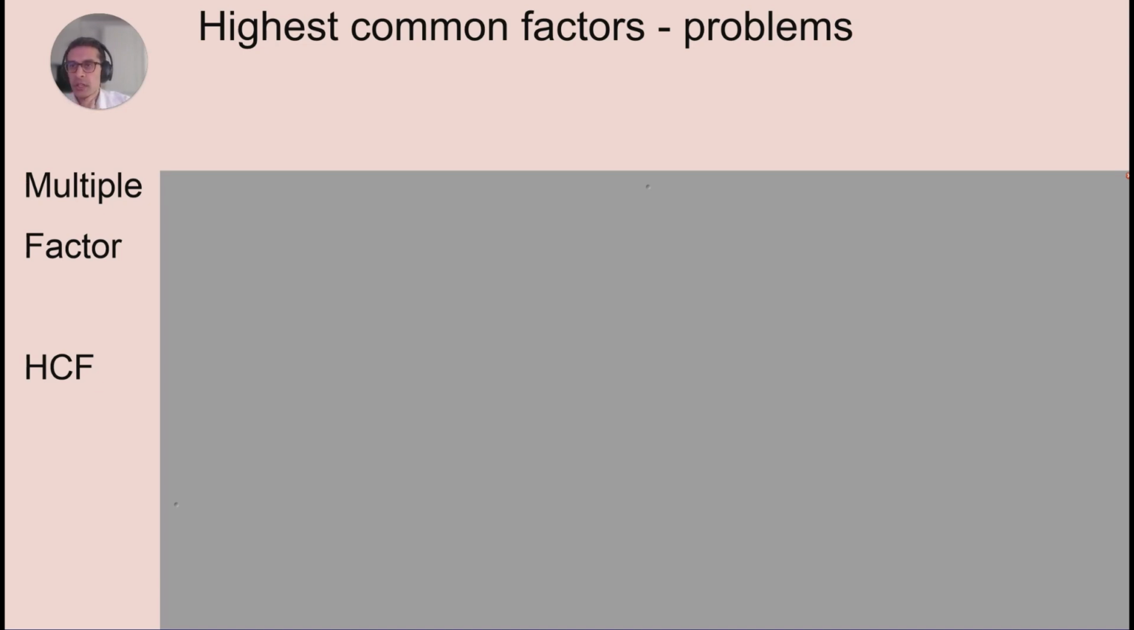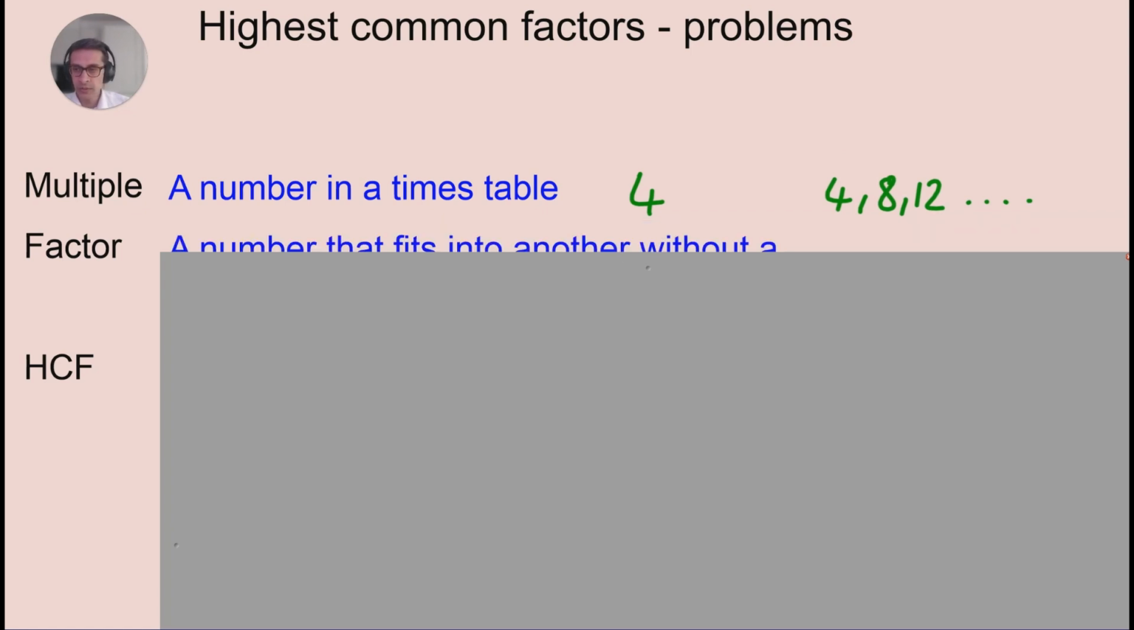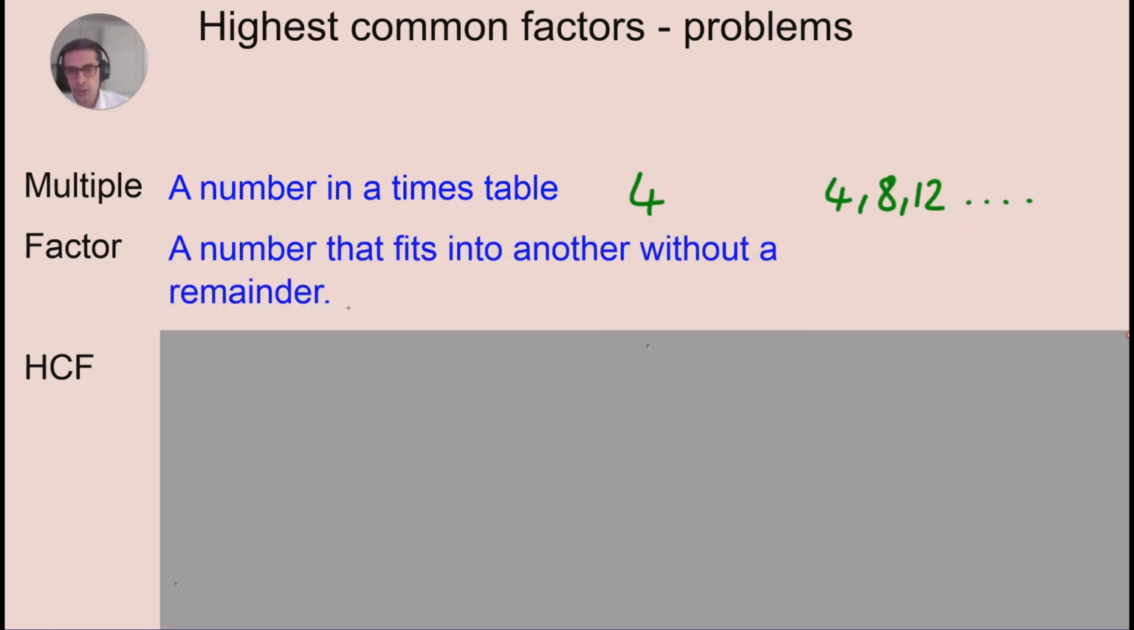So just before we start, we're going to get a few definitions in. We know a multiple is something that is in a number's times table. An example of this is multiples of 4 are 4, 8, 12, and so on. So 4 is included as a multiple of 4 because it's 4 times 1. A factor is a number that fits into another without a remainder. So for example, with the number 10, we can fit 1, 2, 5, and 10. These are all factors of 10. People always forget that 1 is a factor and the number itself is a factor of itself.